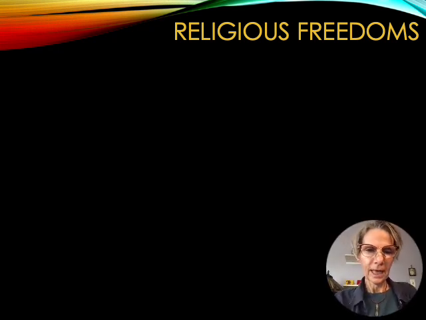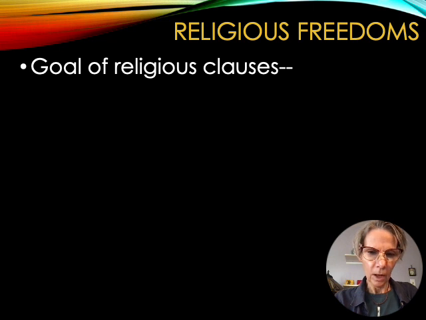So you might have noticed that the First Amendment starts not with freedom of speech or the freedom of the press or the freedom to assemble, but it starts with freedom of religion. Okay, and I think that's telling in a way, that the first liberty to be mentioned is religion. It tells us a little bit about our political culture. It tells us about the role that religion played in its founding. And so let's look at when the First Amendment was written. Let's look at what the goals of these religious clauses were.